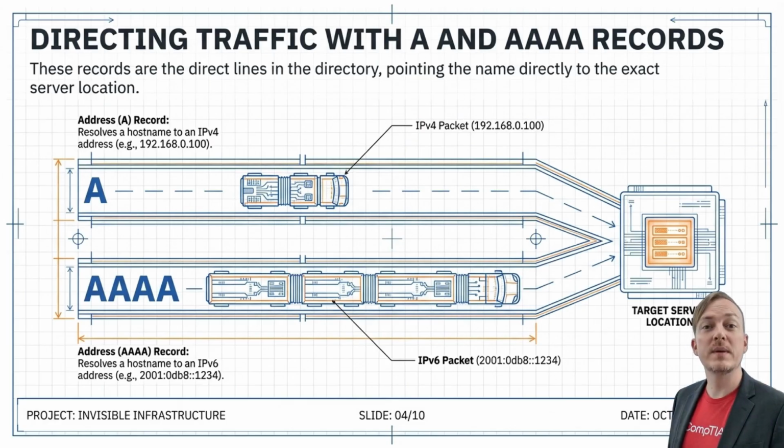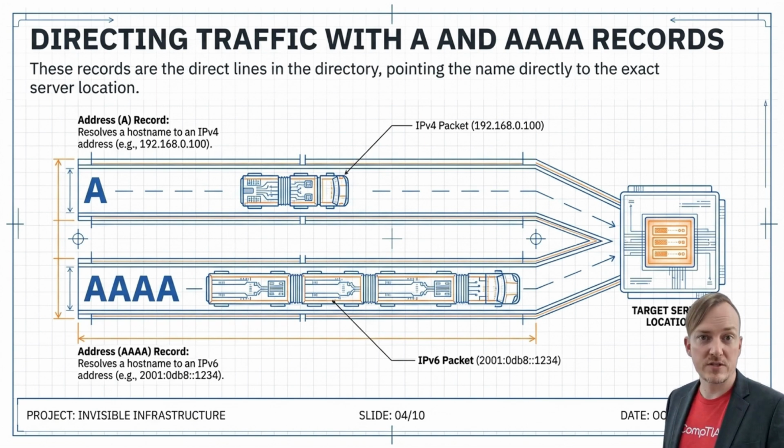Inside that phonebook are specific records pointing to server locations. The two most common are your address records. An A record resolves a host name directly to a 32-bit IPv4 address. However, as the world transitions to the massive 128-bit IPv6 address space, we use AAAA, or Quad A, records to resolve host names to an IPv6 address.